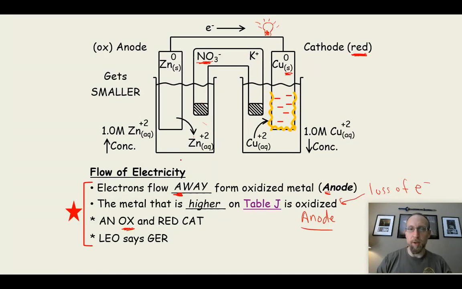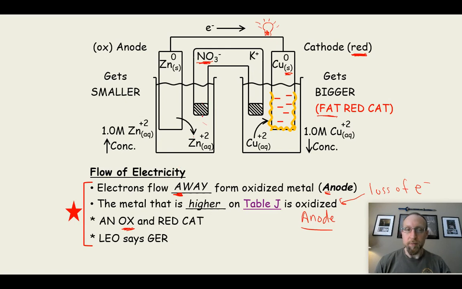Well, as we're reducing copper ions and they deposit themselves on the cathode, this is going to get bigger. So sometimes it helps to remember red cat. Think fat red cat, because the cathode gets bigger and the anode gets smaller, right? If you think of this like a battery, batteries don't last forever. Eventually we run out of either oxidizable or reducible substance, and then your battery is dead and you have to replace it. So these things don't last forever, right?